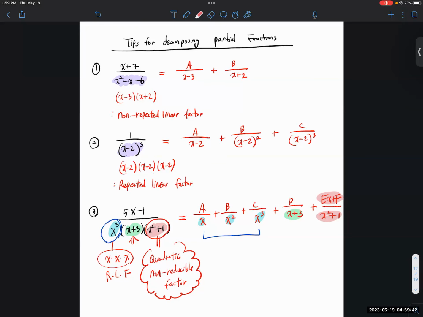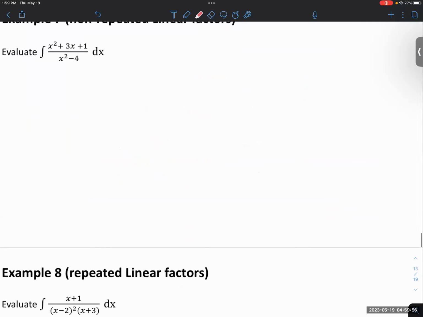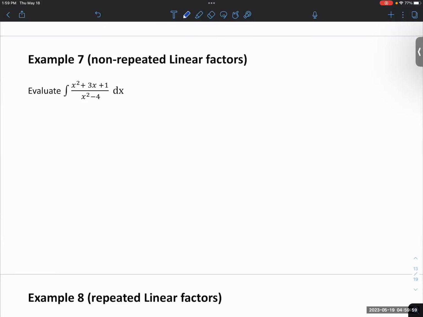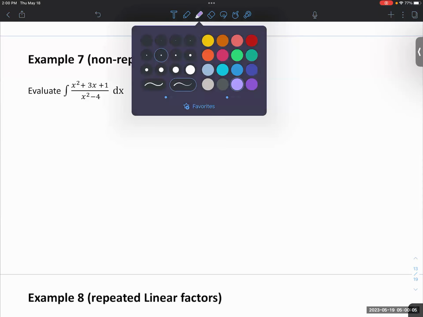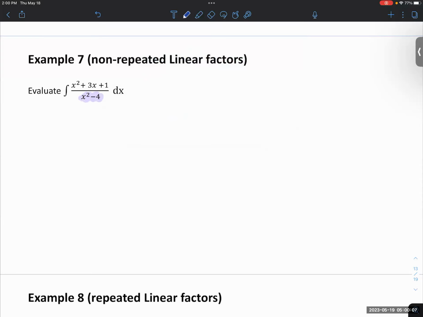Let me show you one of the complicated cases. Are you ready? Keep in mind those tips. Here is example 7. I have (x squared plus 3x plus 1) over (x squared minus 4). When you look at the denominator, let's find the factors. This is x plus 2 and x minus 2. So you know that this is a non-repeated linear factor.